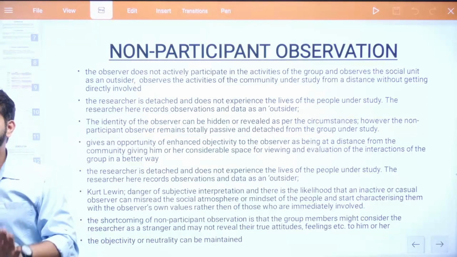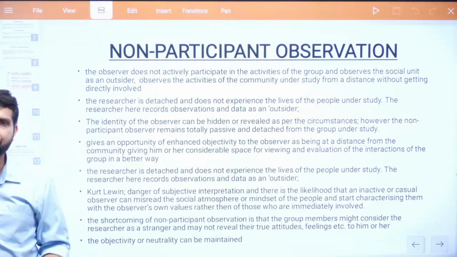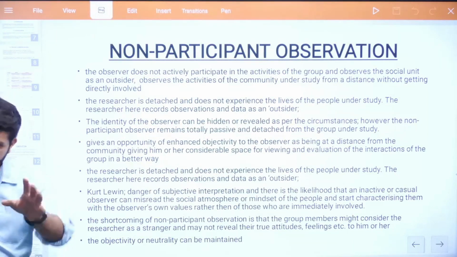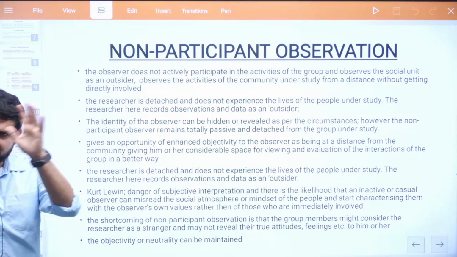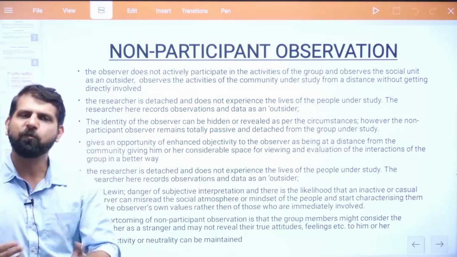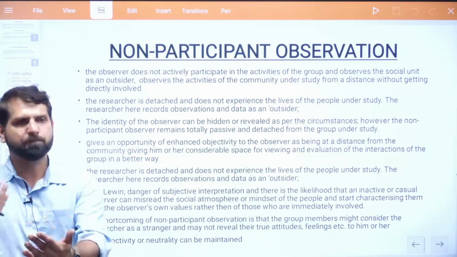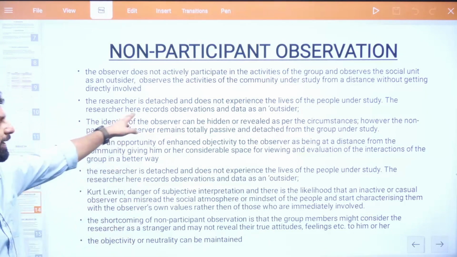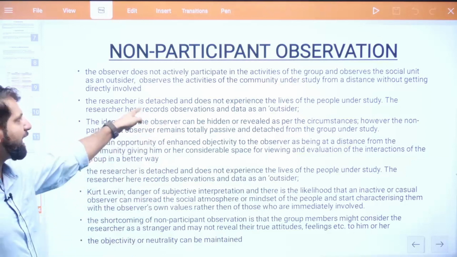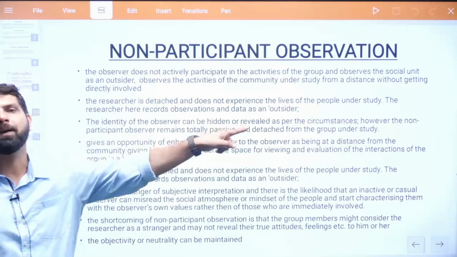Okay, so you go to a temple, you go to your religious places. Whenever the priest is praying, do you interrupt that priest? You just observe what the people are doing, and in synchronizing behavior, you perform your activities. From an outsider's perspective, you're observing that. Okay, the researcher is detached. The important point here is about detachment: the researcher does not experience the life of the people under study.